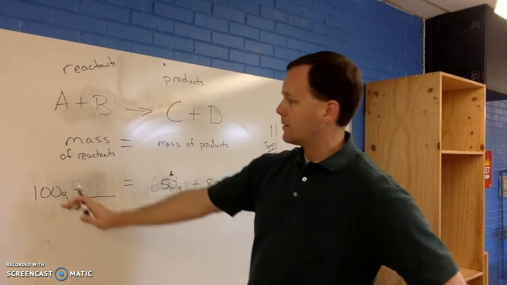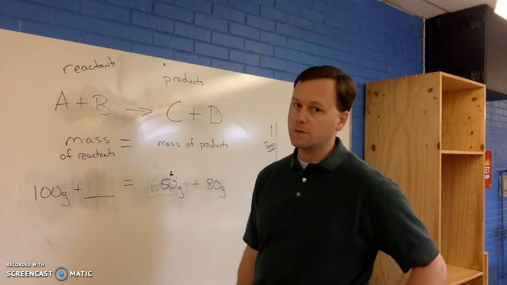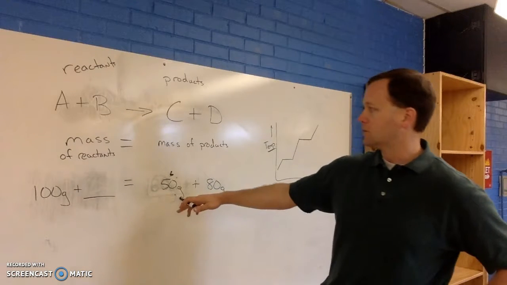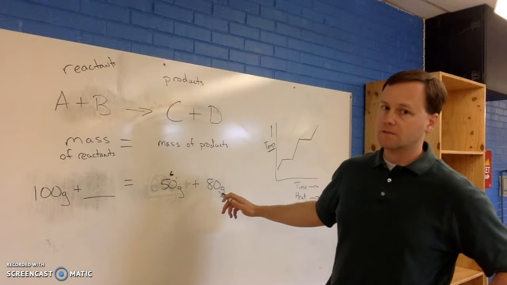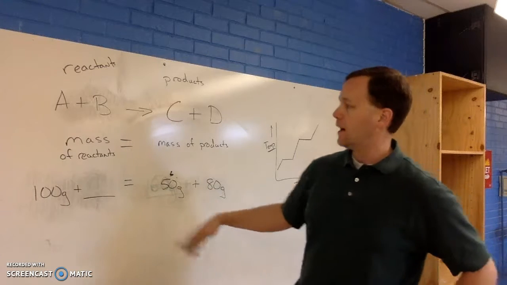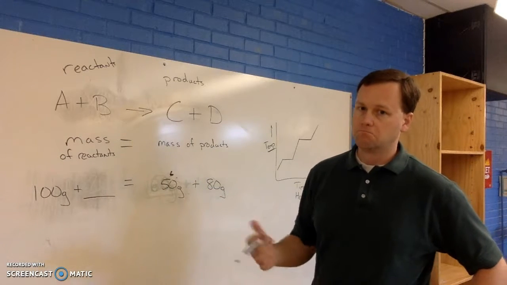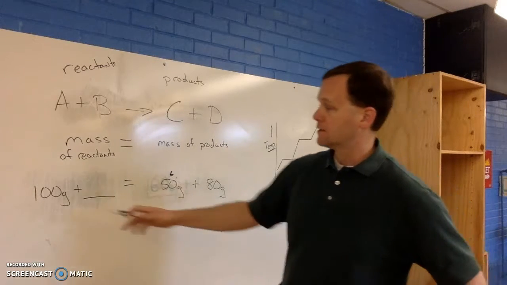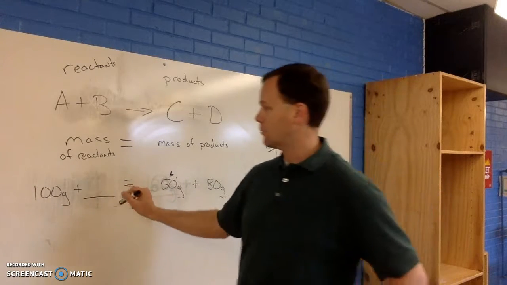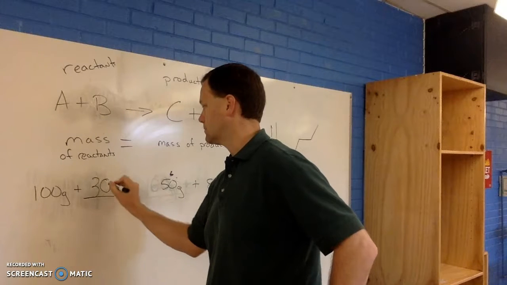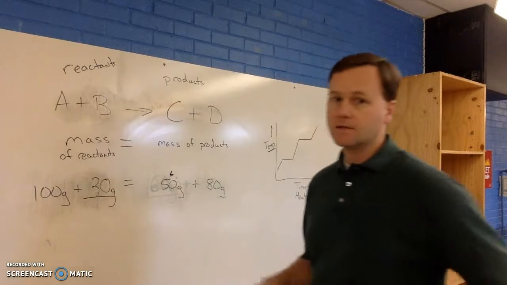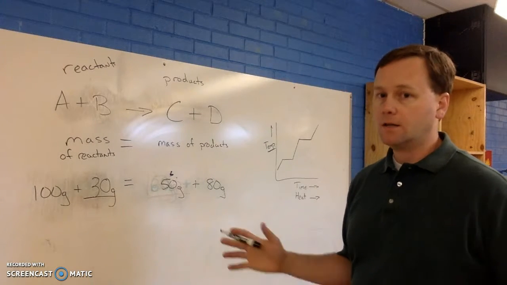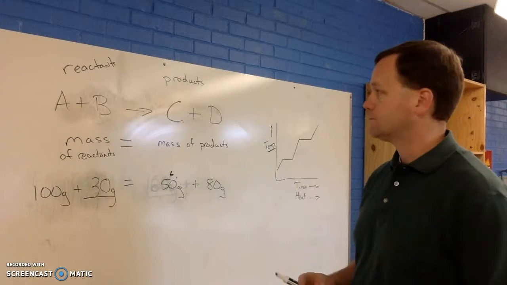Now, let's say we had 100 grams of A, an unknown amount of B was used. We produced 50 grams of C and 80 grams of D. How many grams of B were used? That's easy. 80 plus 50 would be 130. There's 100 over here. That means I need 30 more grams. So this had to be 30 grams. All it is is simple addition and subtraction. That's it. It's not complicated.